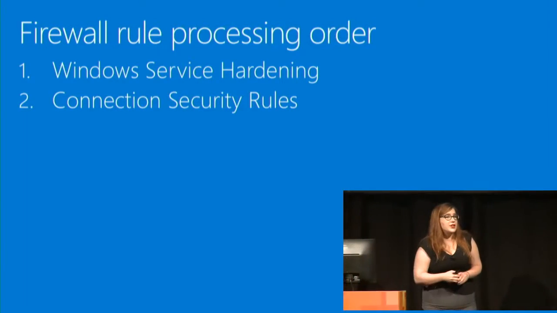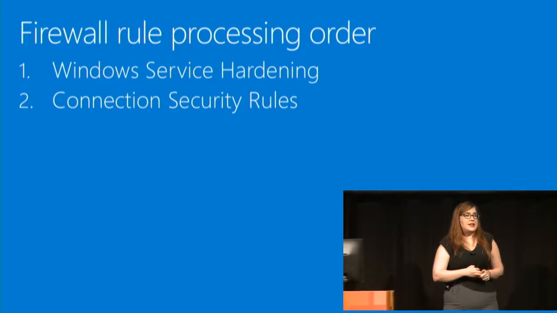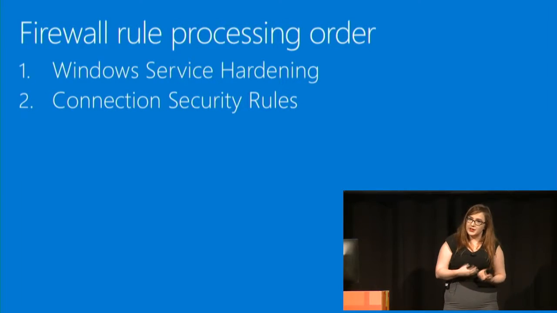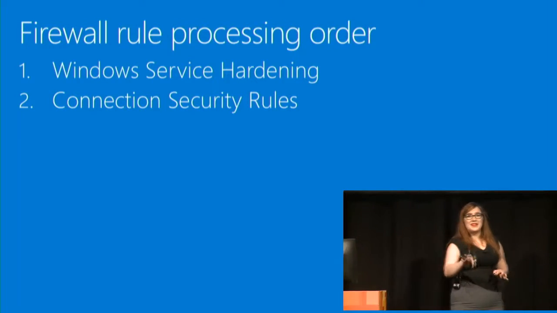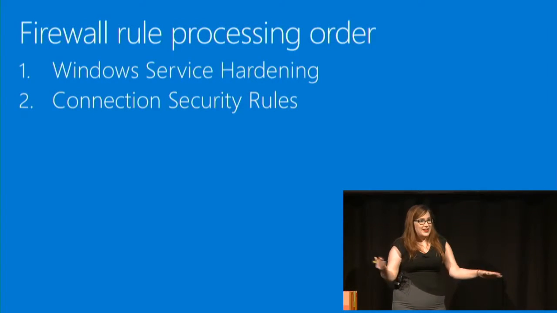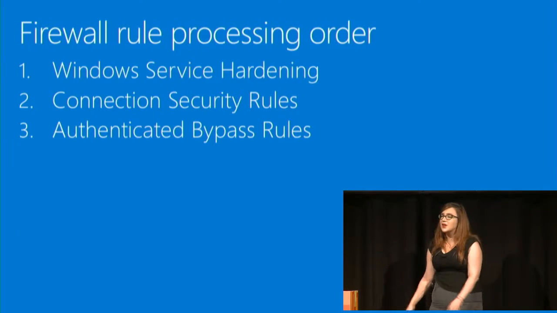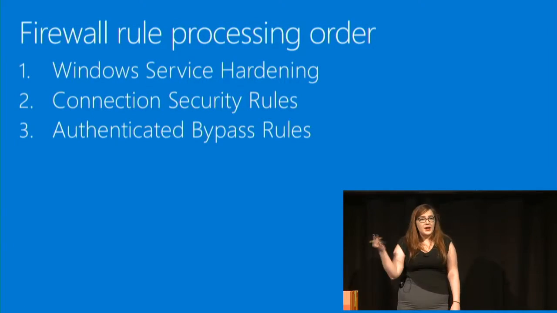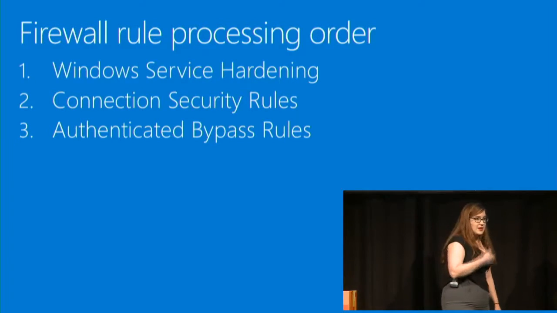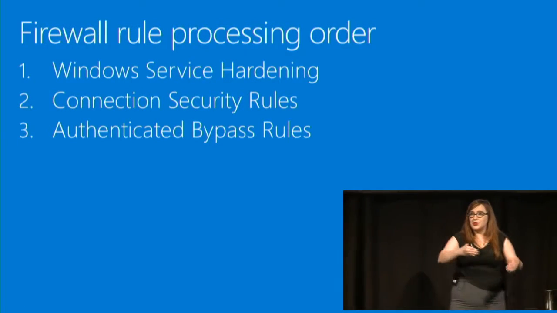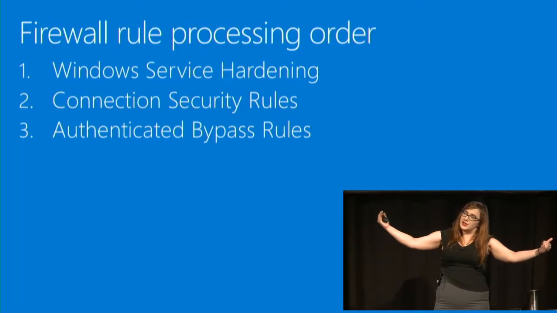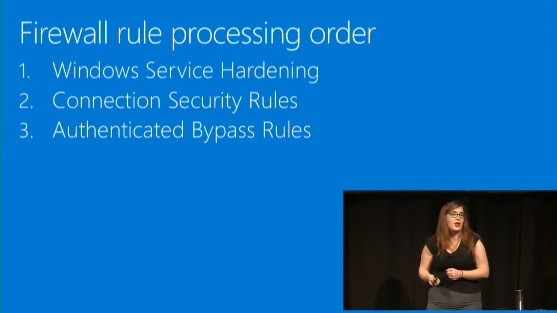Next come connection security rules, which are like old school IPsec. IPsec being IP security, don't leave, okay. IP security, if you ever had to manage it in the old days, really, really insane. A lot of it done with connection security rules more than anything else. Authenticated bypass rules also come from security or IPsec, because what that does is allow you to essentially block everything, but as long as it's authenticated, it can tunnel through whatever's blocked there.